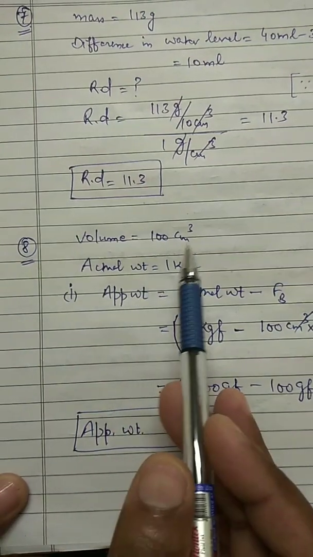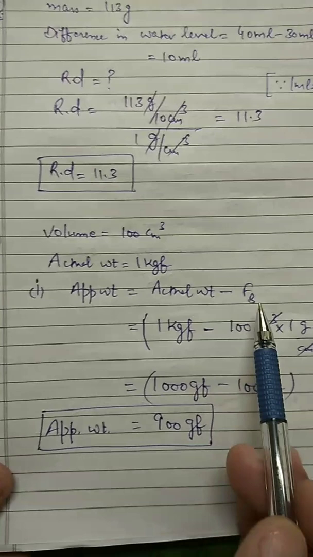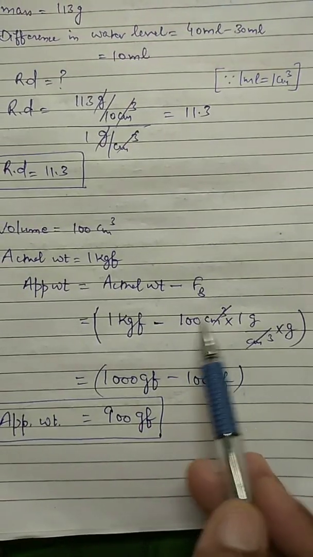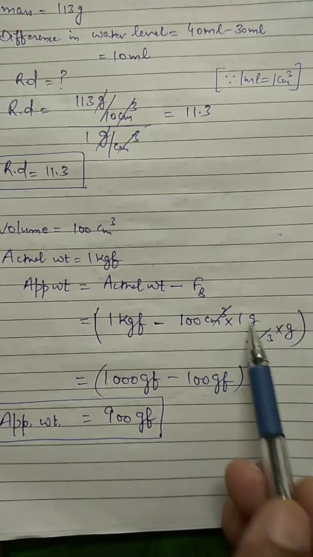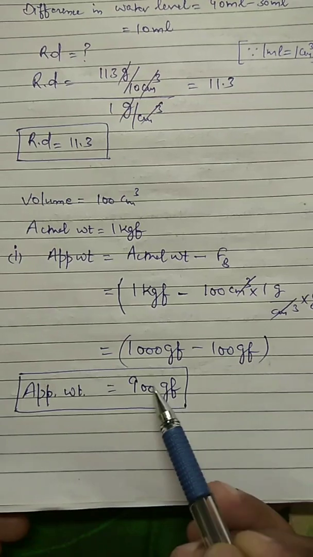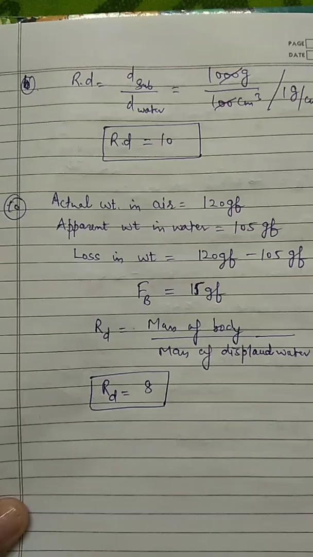Eighth numerical, volume is 100 centimeter cube. Actual weight is 1 kgf. Apparent weight is actual weight minus upthrust, so 1 kgf minus 100 centimeter cube, V rho g. Density of water is 1 gram per centimeter cube into g. So 1000 gram force minus 100 gram force, that is 900 gram force. This is the apparent weight of the body in water.